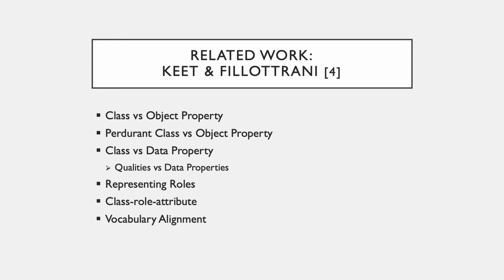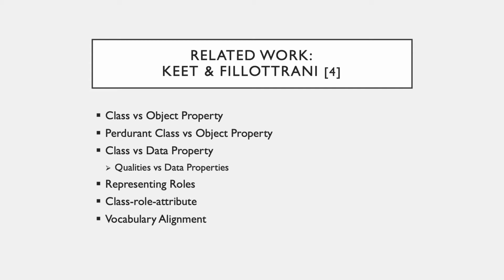Professors Keet and Fillottrani have identified 6 ontology design pattern alignments in their work. The class versus object property alignment, where a role, also called an object property, roughly functioning like a verb in natural language, is reified into a class in order to make use of a foundational ontology role such as participation. The PERDURANT class versus object property alignment, which is a constrained version of the class versus object property alignment, in which the role is reified into a PERDURANT. It is distinct from the class versus object property pattern in that in the latter the class representing the reified verb need not be subsumed into the PERDURANT class.